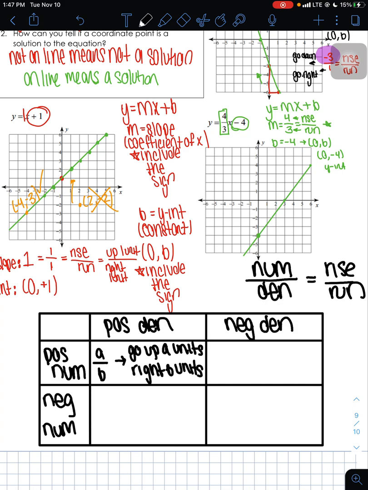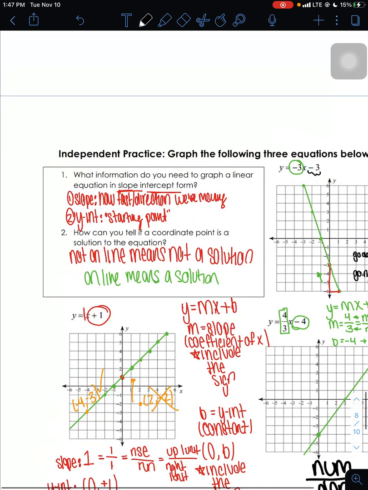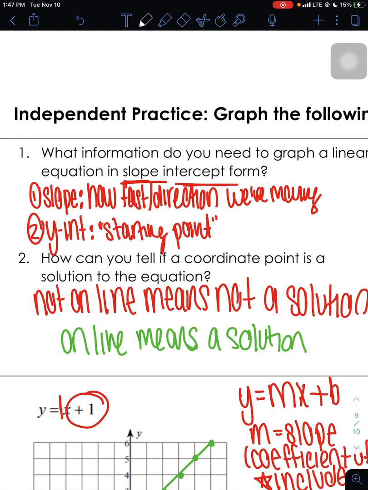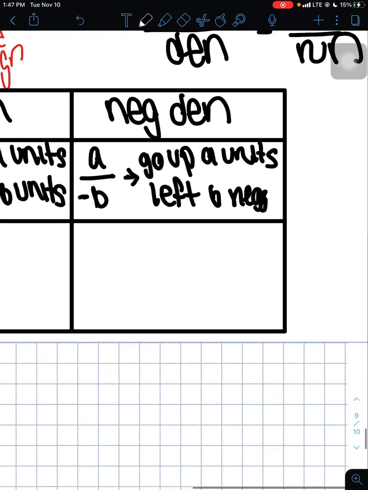But what if I have a positive numerator and a negative denominator? So I have something that looks like A over negative B. Then I'm going to still go up A units because the A is still positive, but to the left B units because the B is now negative. So when we discussed in number 1 up in this box, what information do we need to graph a linear equation? We really do need that slope because it's literally going to tell us how fast and what direction.